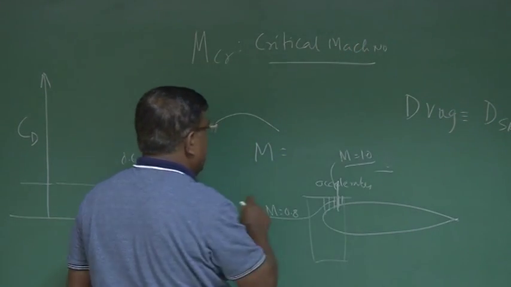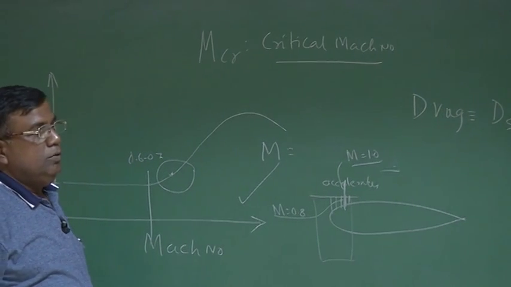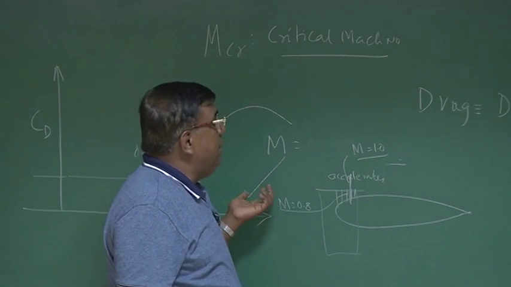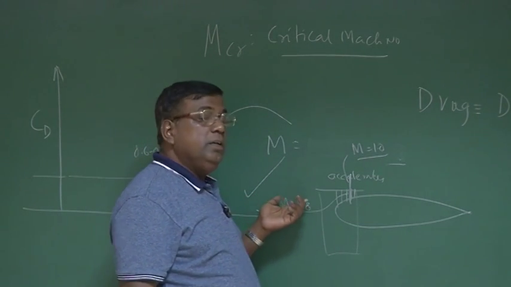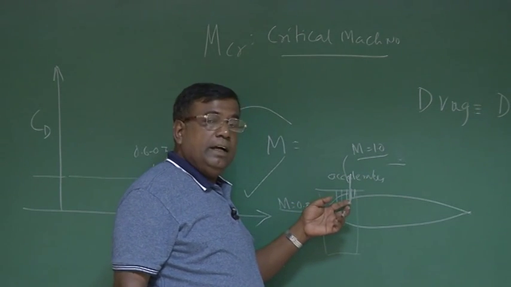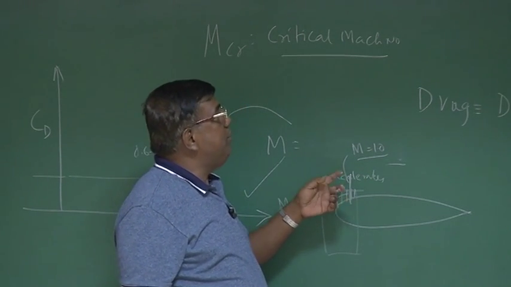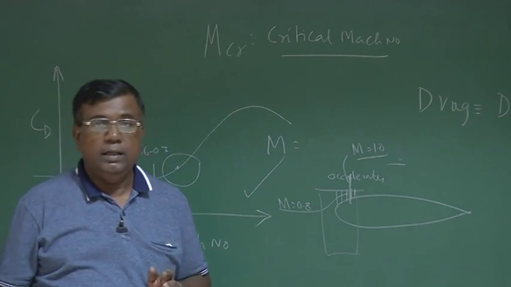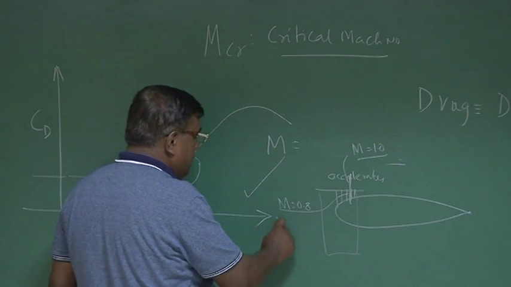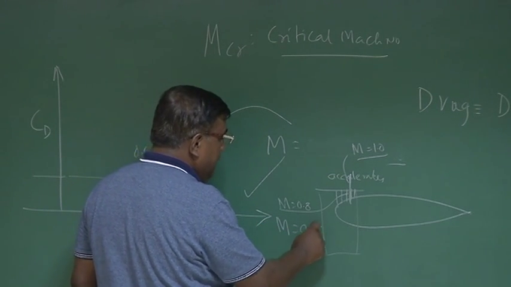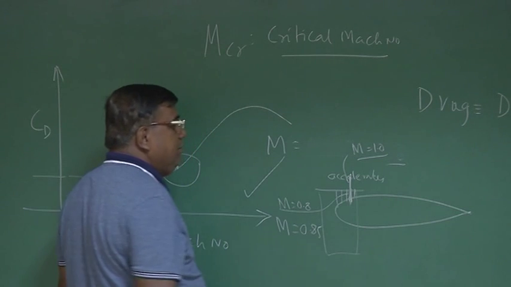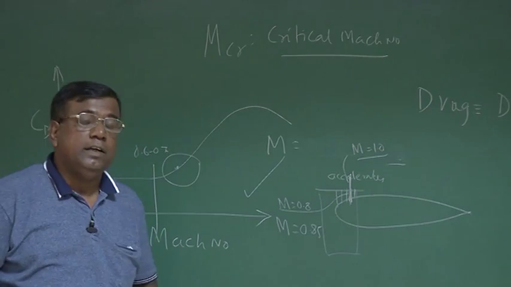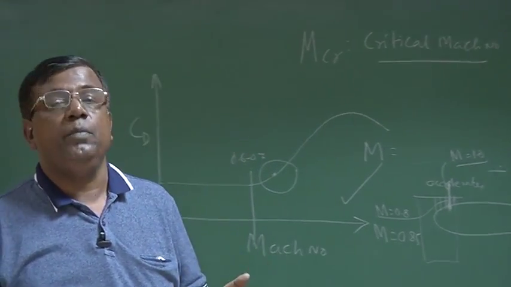It is the free stream Mach number, which is definitely not 1, less than 1. It is that free stream Mach number corresponding to which some point on the aircraft for the first time reaches Mach number 1. So that corresponding Mach number is called the critical Mach number. Okay? It so happened that if free stream is 0.85, you find here Mach has become 1 because flow is accelerating. So we need to ensure that this critical Mach number should be as high as possible.